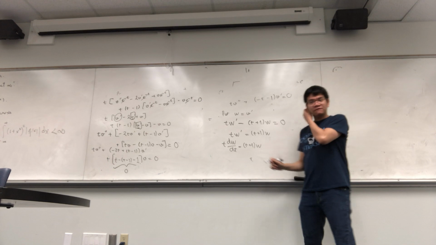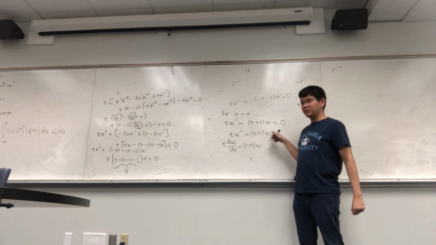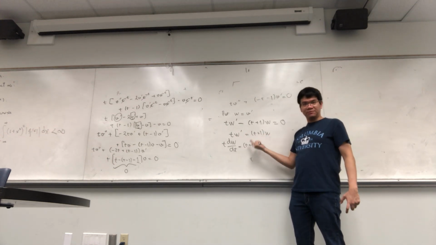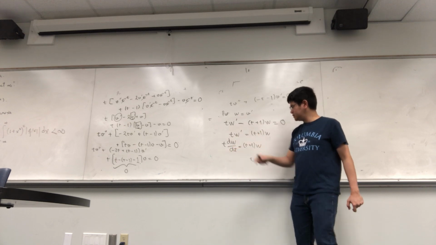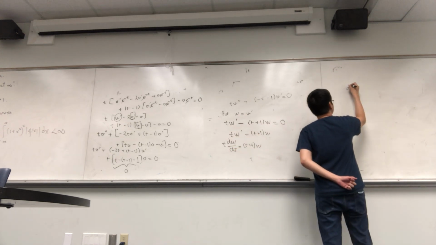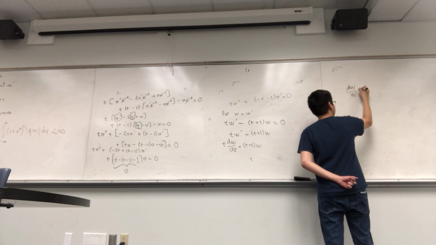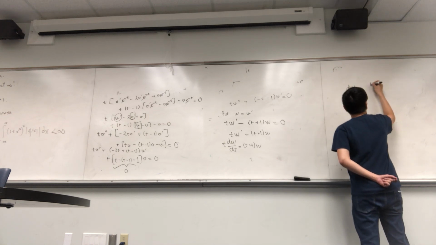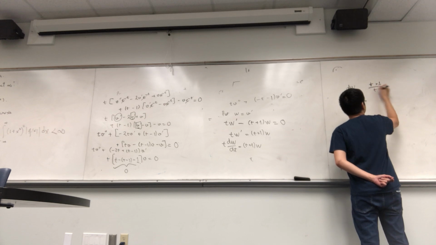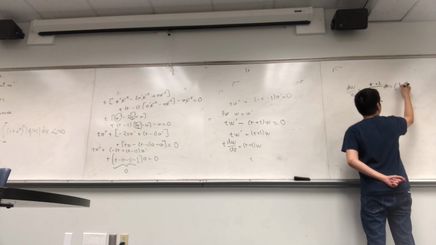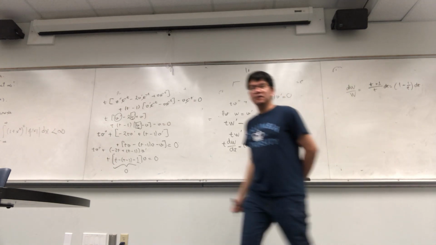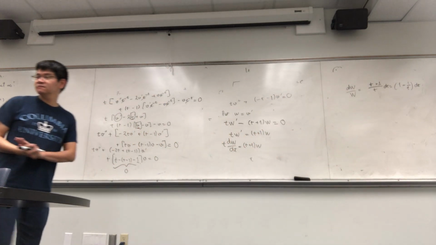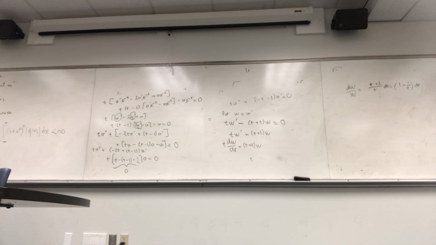All right, you have t w prime is t plus 1 w. This is separable. What I do is I write w prime to be dw over dt, and then you divide w to the left hand side, and on the right hand side you have t plus 1 over t dt, and this is 1 plus 1 over t dt. Is it good? Questions?